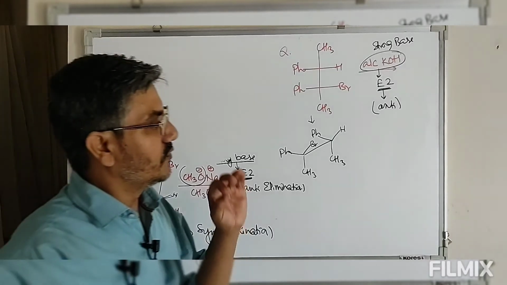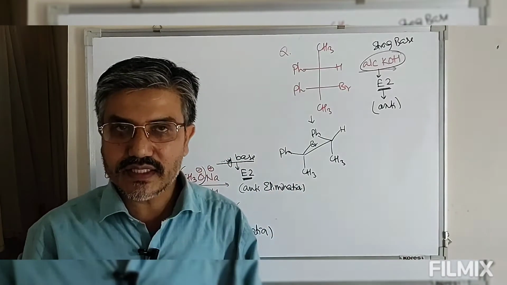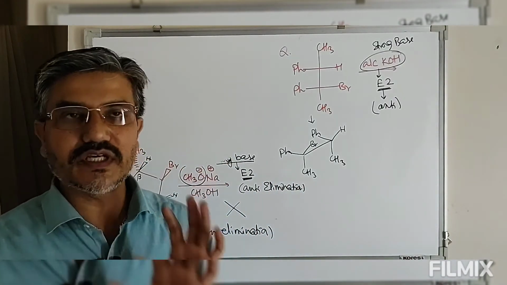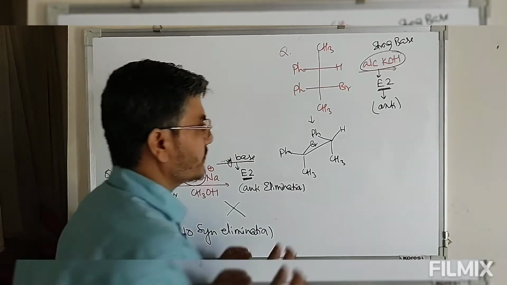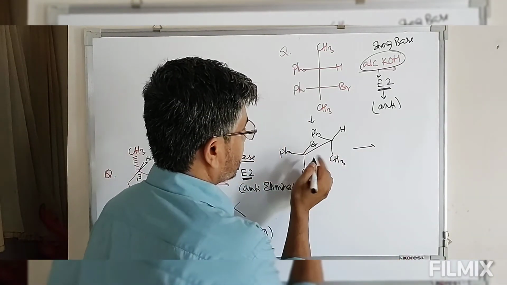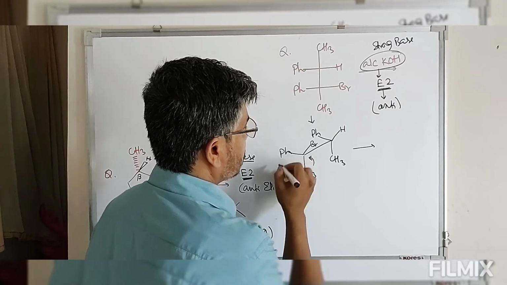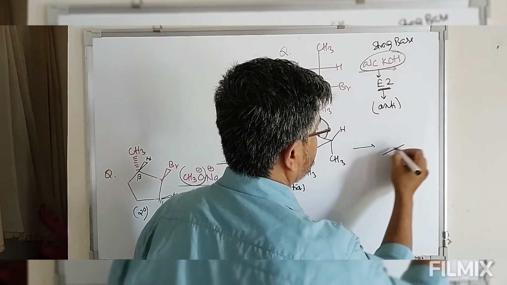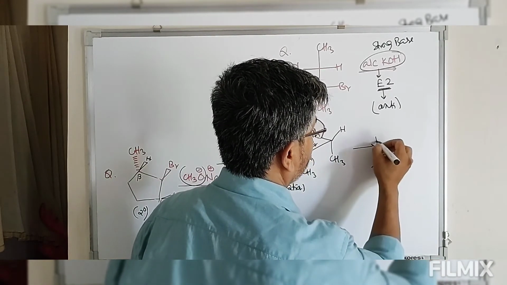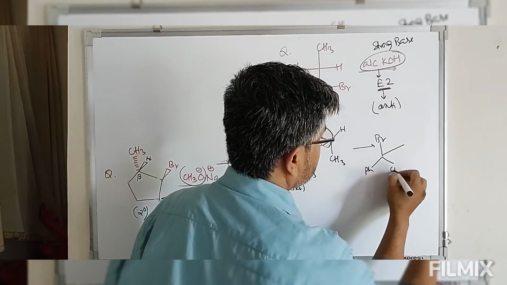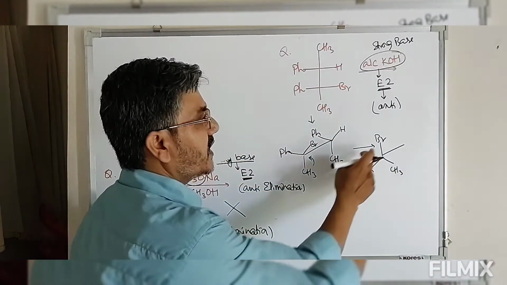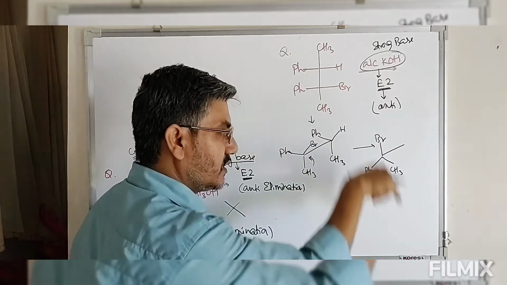So now in this Fischer, the eliminating groups should be anti to each other. For this we can undergo either a clockwise or anti-clockwise rotation. So now look at this, let's undergo this clockwise rotation so that Br को यहाँ पे रख दिया मैंने. This is Pr. If Br comes here, then we have this pH, then we have this CH. Now Br is above the plane, then hydrogen should be below the plane.